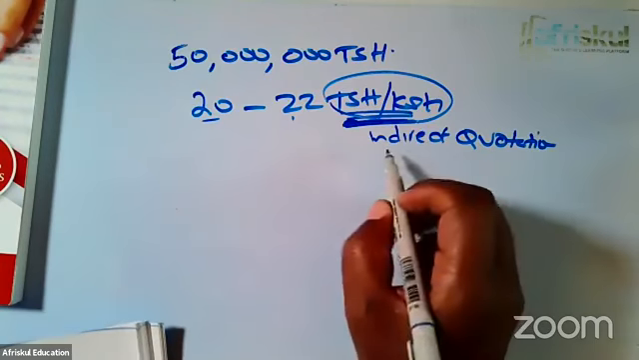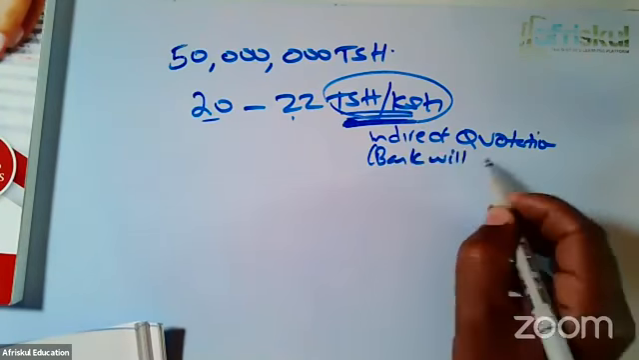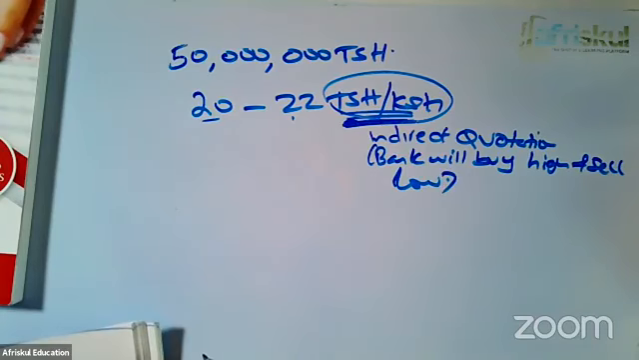Now, given that it's an indirect quotation, the bank will buy high and they sell what? They sell low. If it's indirect, it's opposite. And if it's opposite, then banks will do these things also in an awkward, absurd way. If it was direct, normally we buy low and sell high. But if we get a quotation which is indirect, now the banks will do the opposite. They buy at a higher rate and sell at a lower rate in order for them to make a profit.